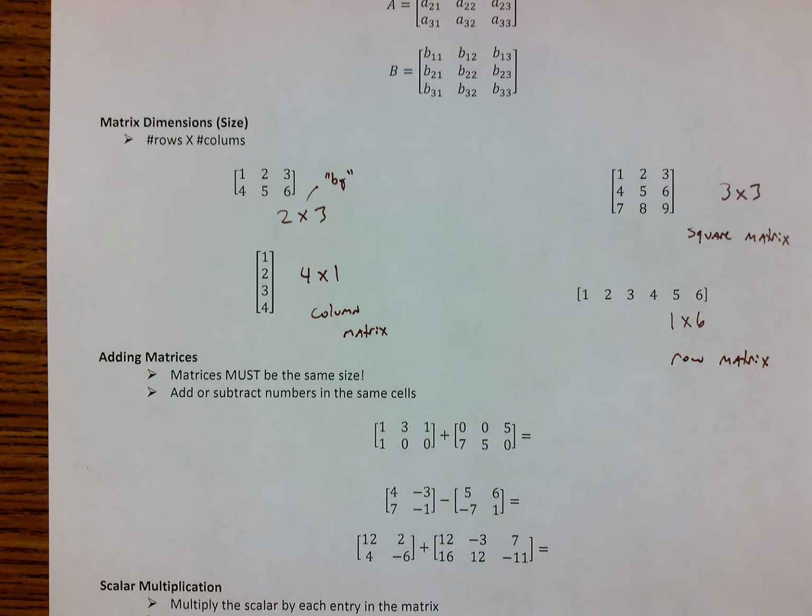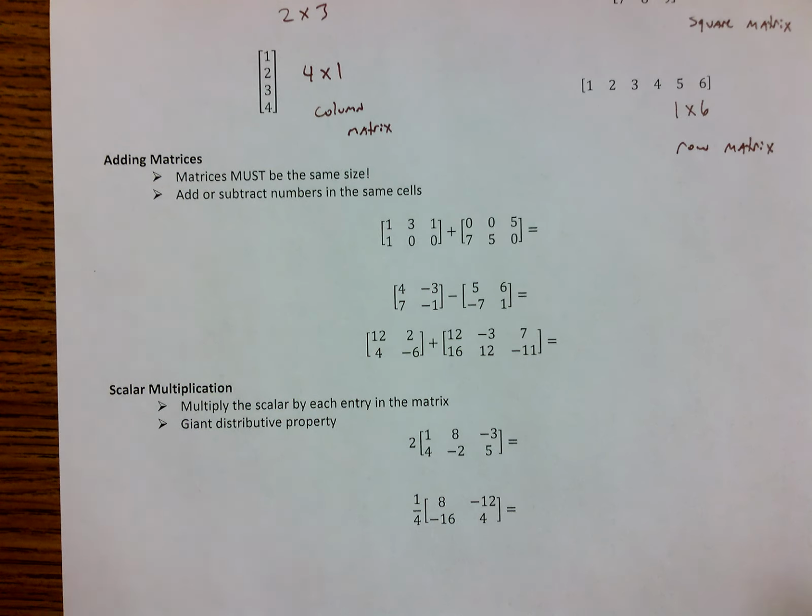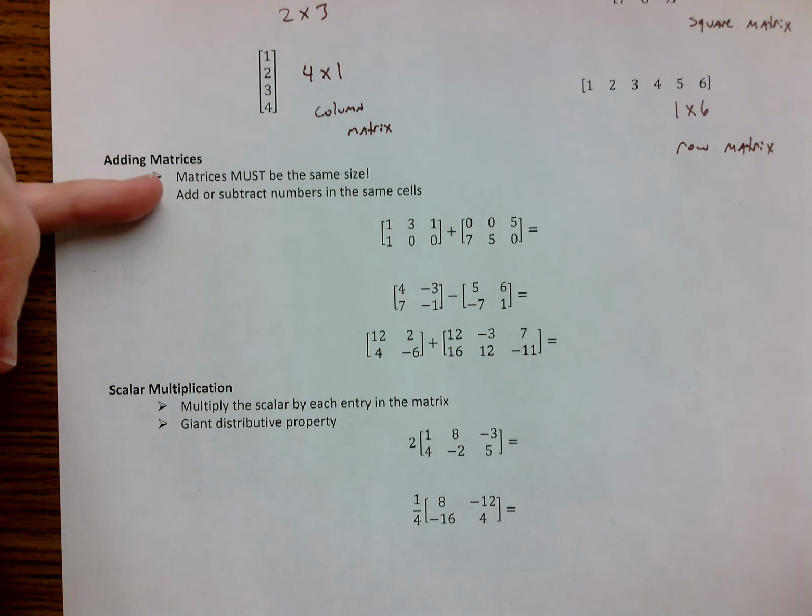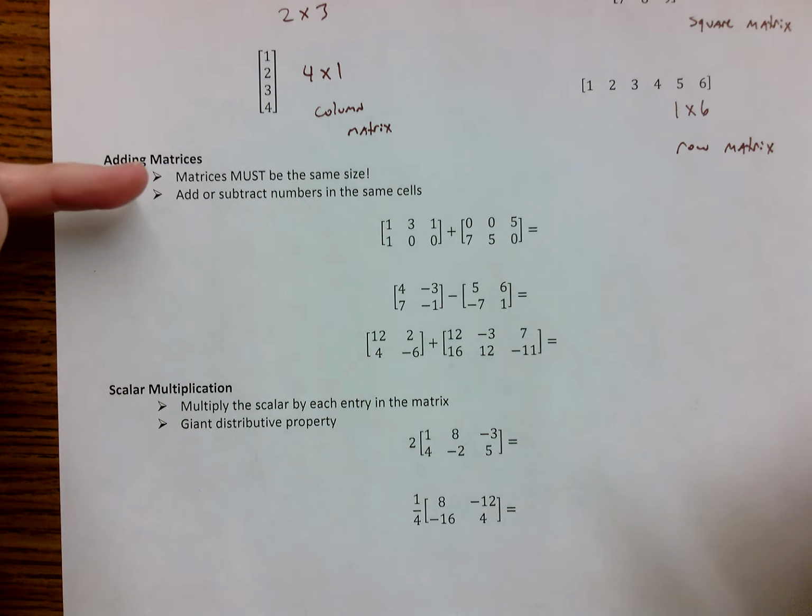Okay, so just some fancy terms and how we do the dimensions. All right, so then we're going to look at 2 different things. We're going to look at adding and subtracting matrices, and then we're going to look at scalar multiplication of matrices, okay? If you are going to add 2 matrices together, they have to be the same size.